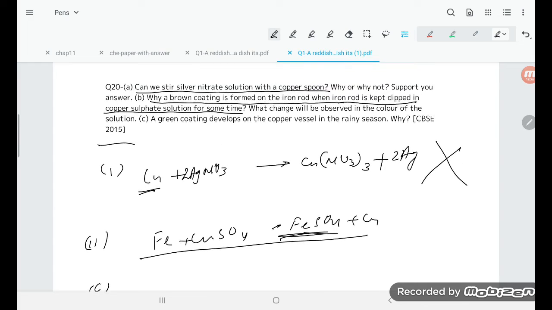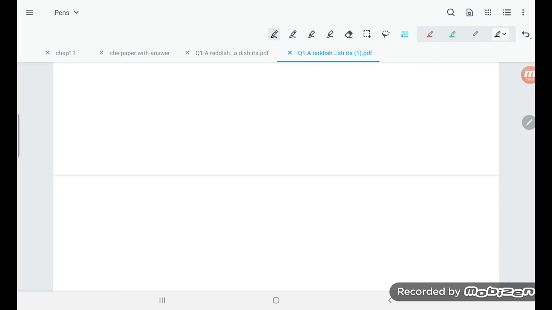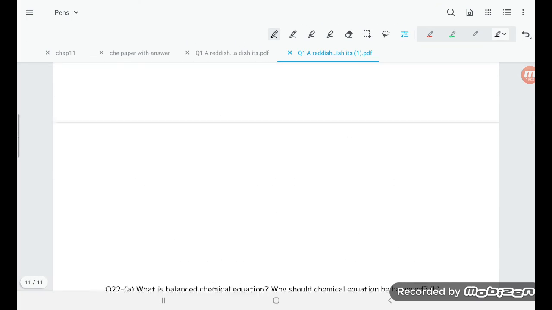The third one, they are saying a green coating develops on a copper vessel in the rainy season. Why? Copper reacts with moist carbon dioxide in the air in the rainy season, and a green coating is formed. This is due to the formation of copper carbonate. Because of corrosion, copper plus moisture plus CO2 forms CuCO3. That is the reason. The last one, 21. So many questions are there. Oh no, only 22 are there.